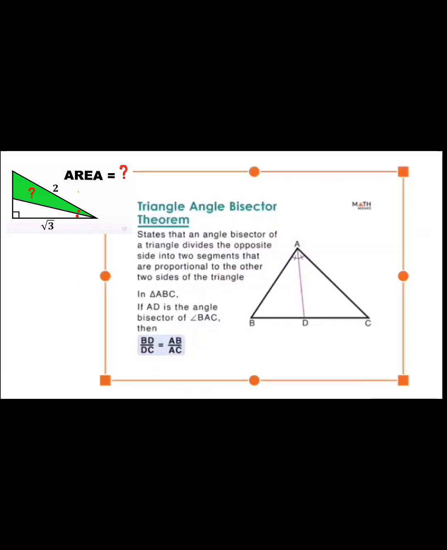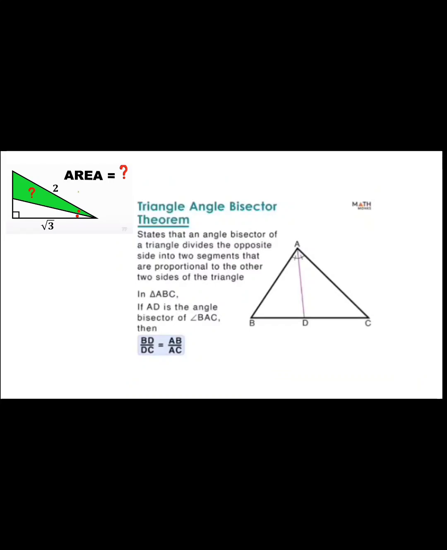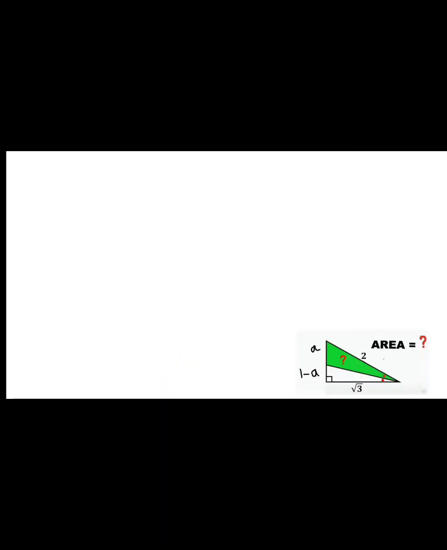Now according to our triangle angle bisector theorem, it states that an angle bisector of a triangle divides the opposite side into two segments that are proportional to the other two sides of the triangle. As BD over DC is equal to AB over AC. In the same way, A over 2 is equal to 1 minus A over square root 3.